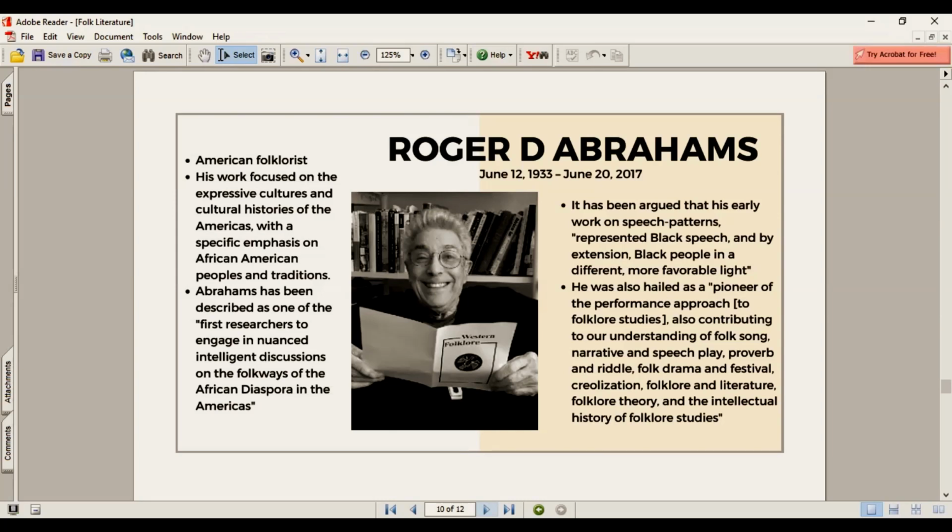light. He is also known as a pioneer of the performance approach to folk studies, and also for contributing to the understanding of folk song, narrative, speech play, proverb, riddle, folk drama, festival, creolization, folklore and literature, folklore theory, and the intellectual history of folklore studies.